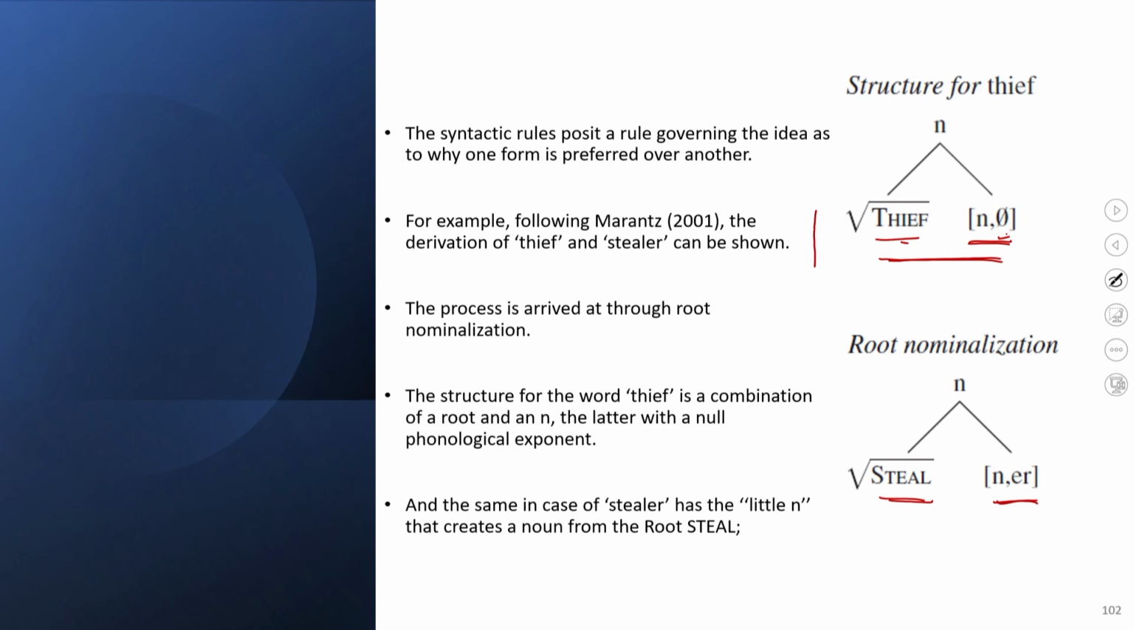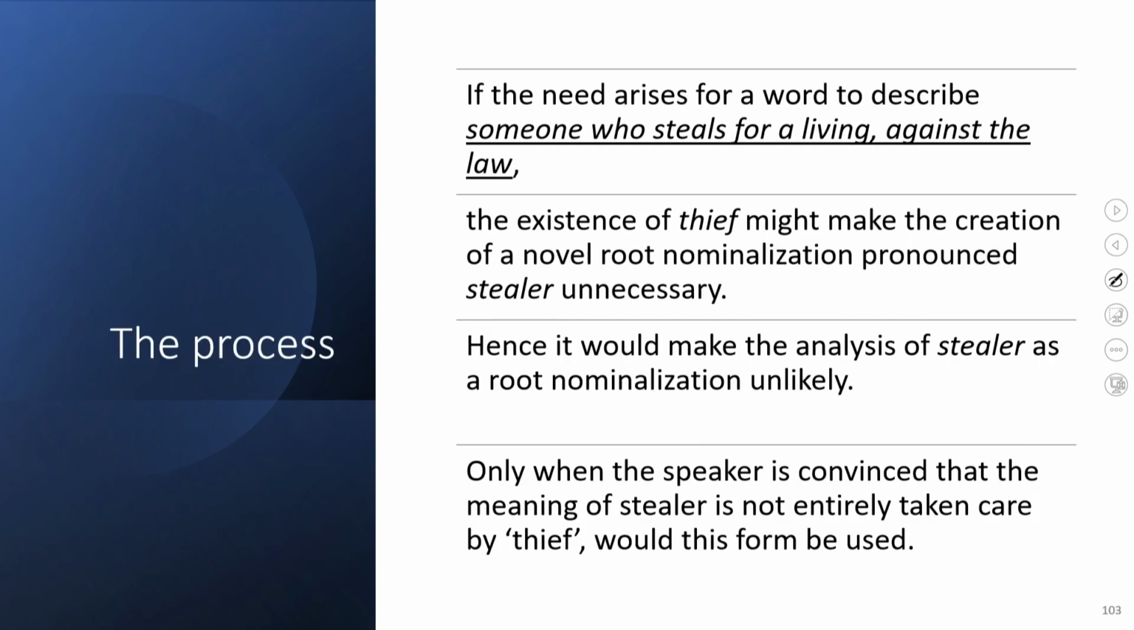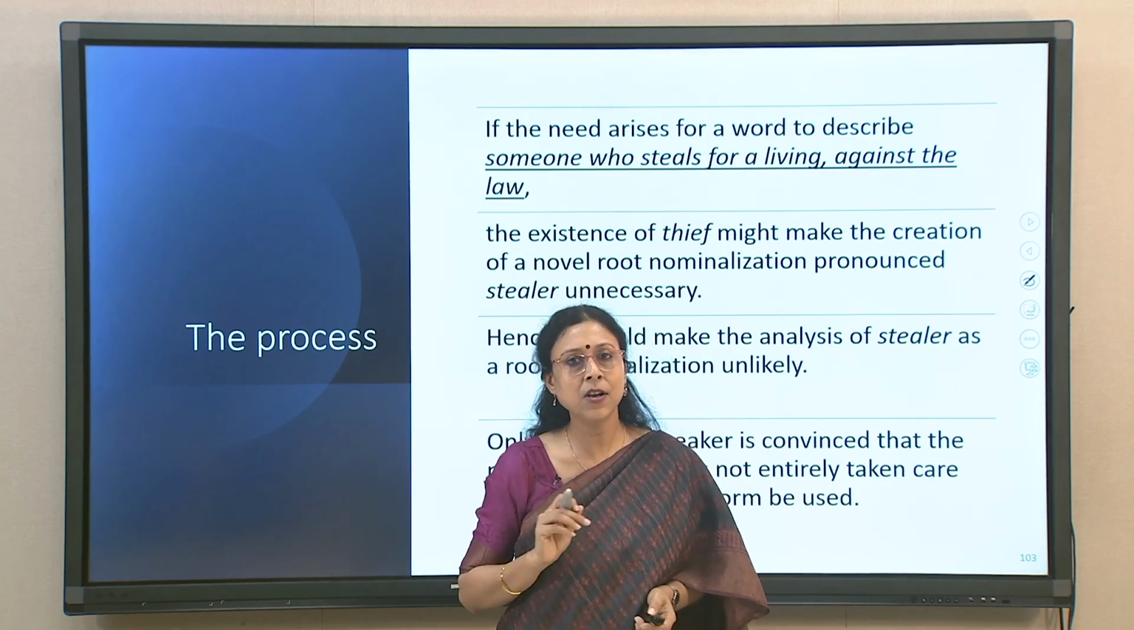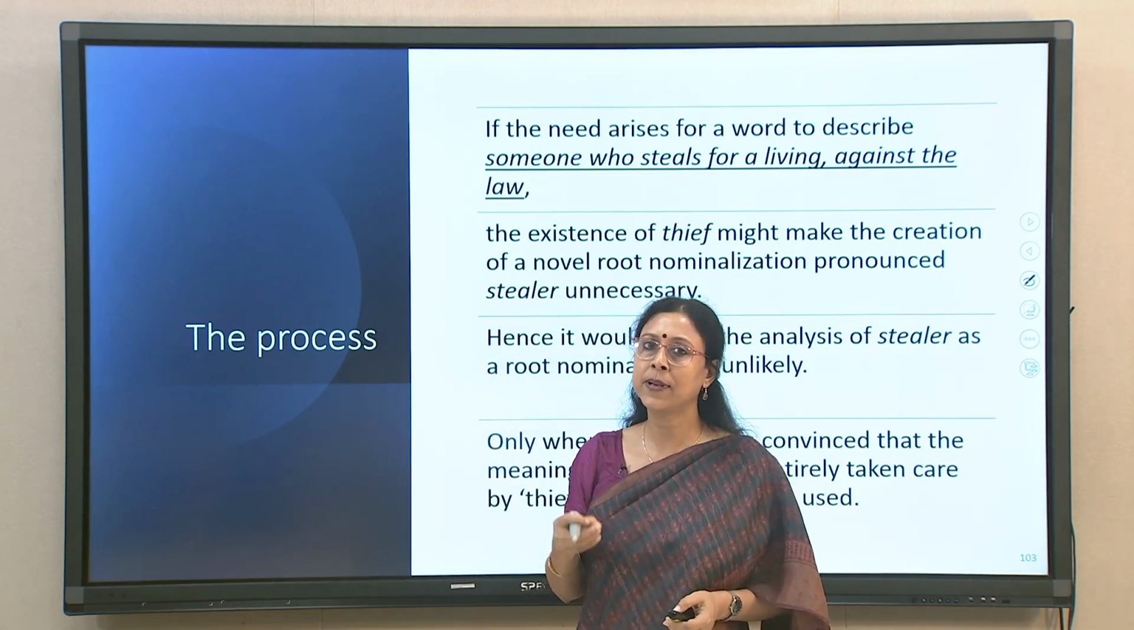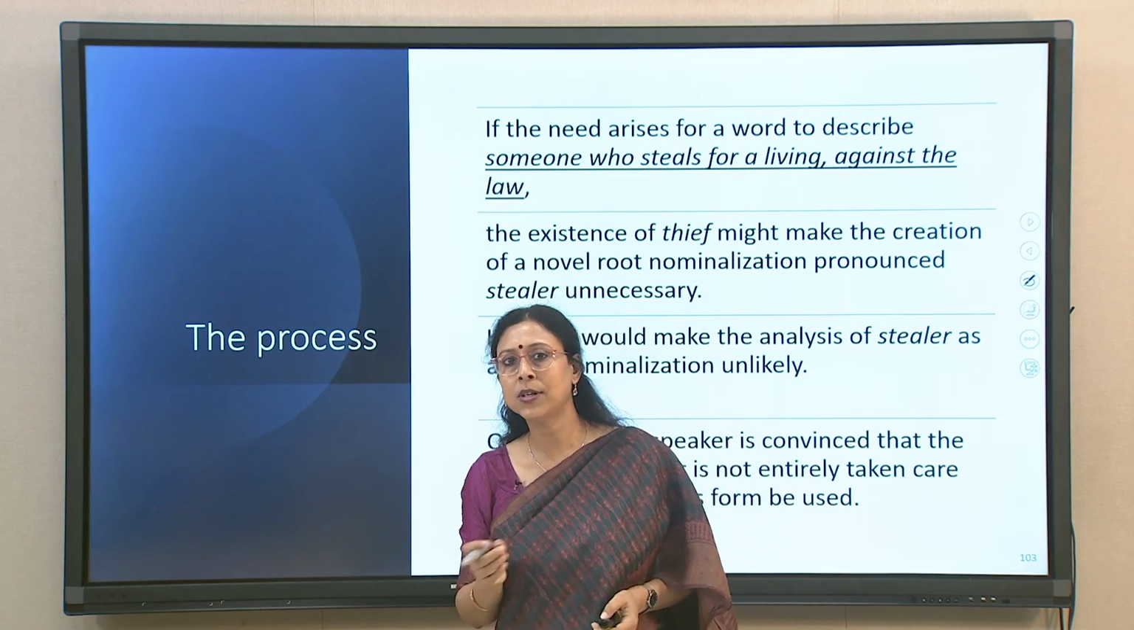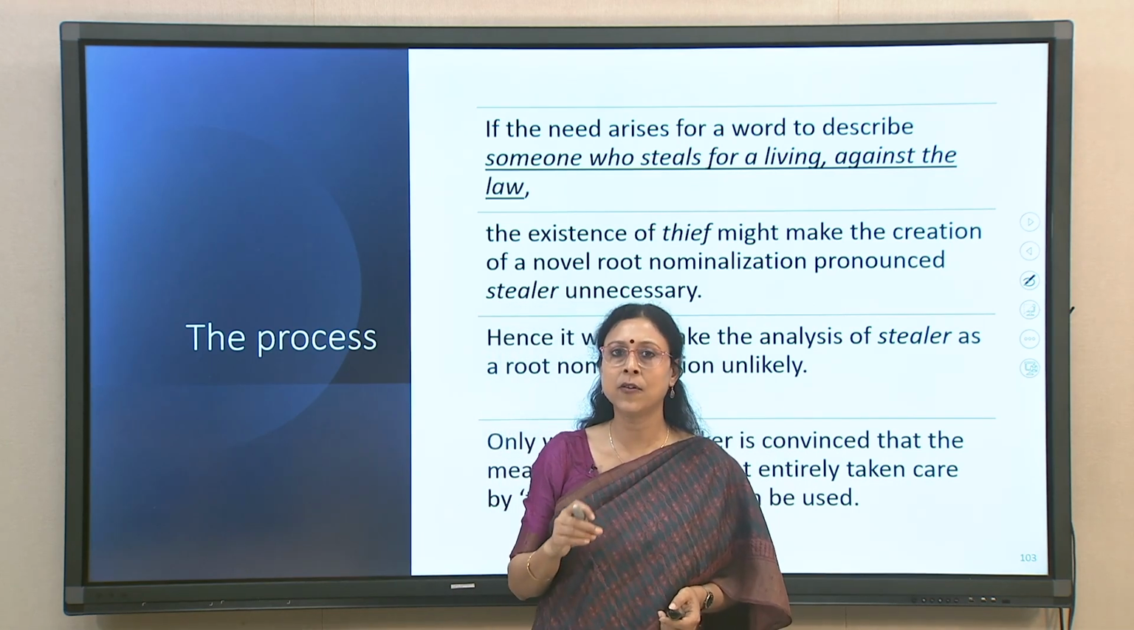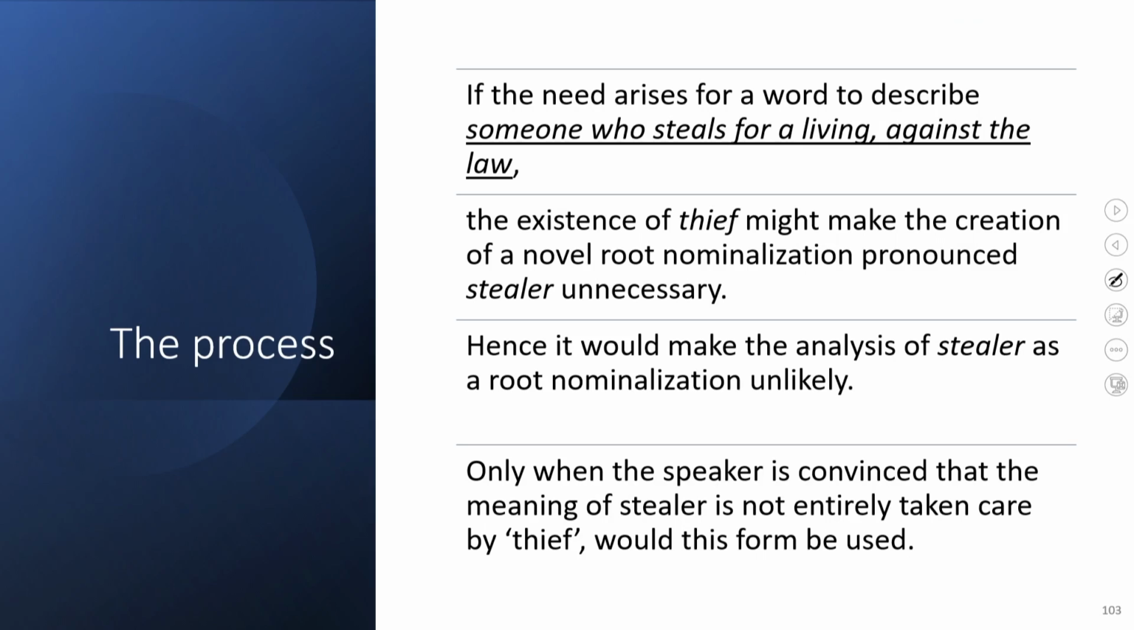Stealer and thief both share the semantic space, whereas thief is fine, stealer is not fine, but both of them can be expressed using this kind of structural form. Now, if the need arises for a word to describe somebody who steals for a living against the law, if stealing is your profession, then you are a thief. That is the meaning of the word thief. If somebody wants to express this idea, they already have the word thief. So it makes the creation of a novel root nominalization unnecessary. That is the idea here.